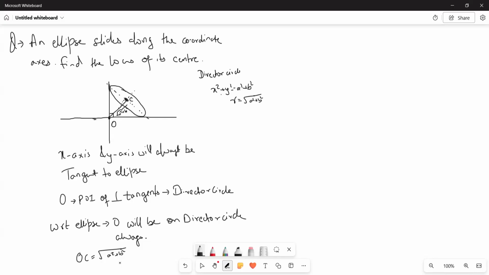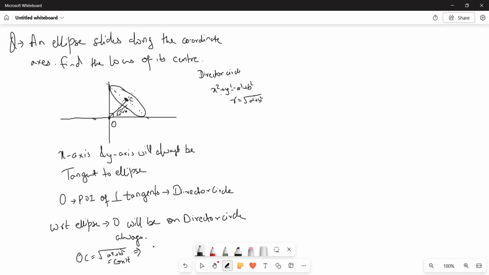Even if we do a shifting of origin, lengths are preserved. तो ये चीज क्लियर है क्या सबको? OC is root over a square plus b square. Yes, sir. But root over a square plus b square is a constant. Oh, circle centered at origin.